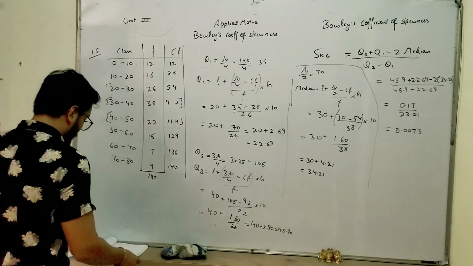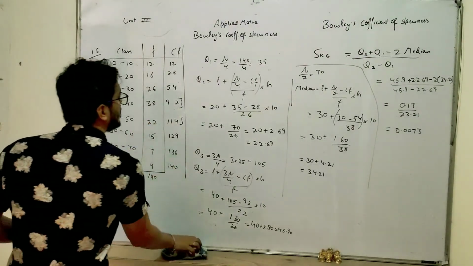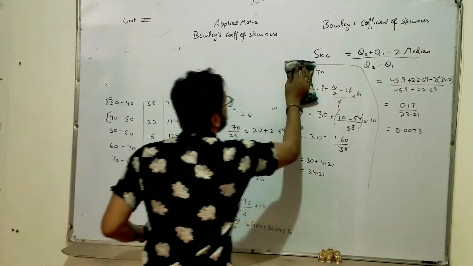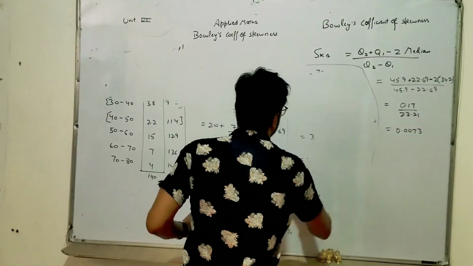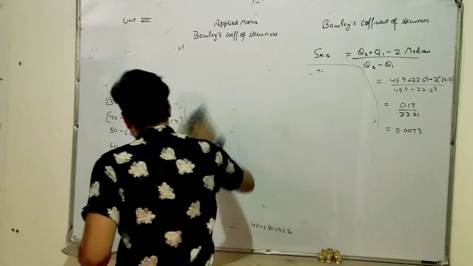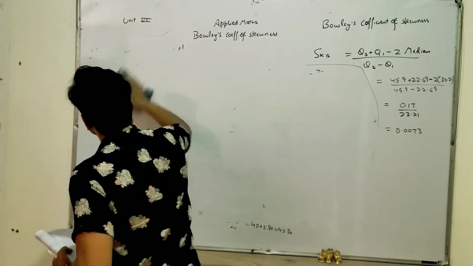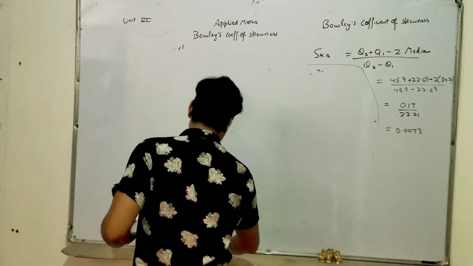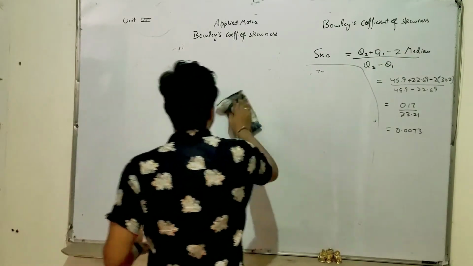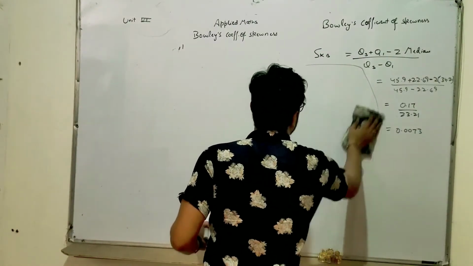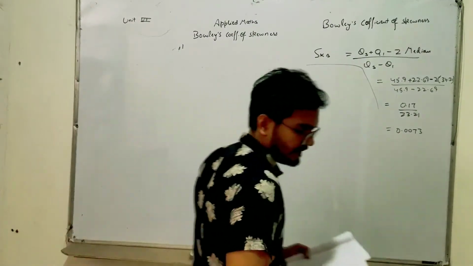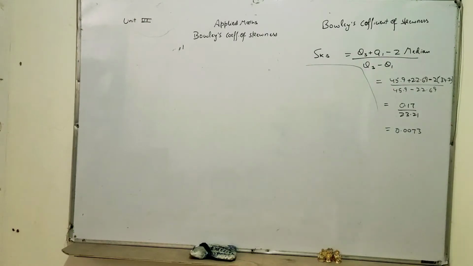Next we have question number 16 on the same formula. Here you directly have to put the values. Everything is given.